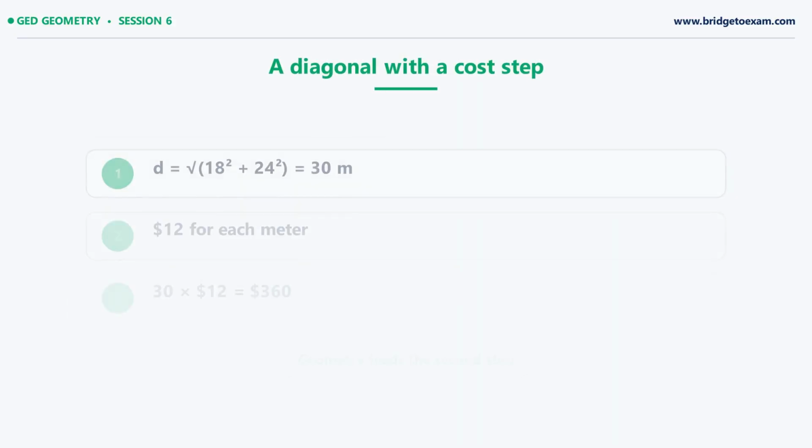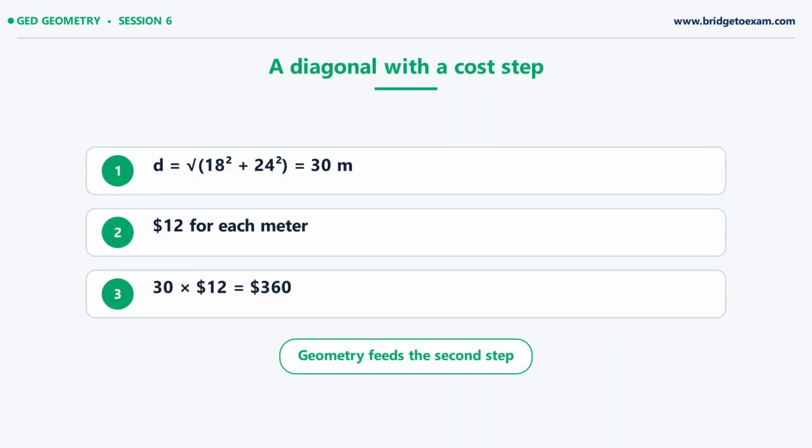A rectangular garden is 18 meters by 24 meters. Its corner-to-corner path is root 18 squared plus 24 squared, or root 900, which is 30 meters. If paving costs $12 per meter, multiply 30 by 12. The final cost is $360.